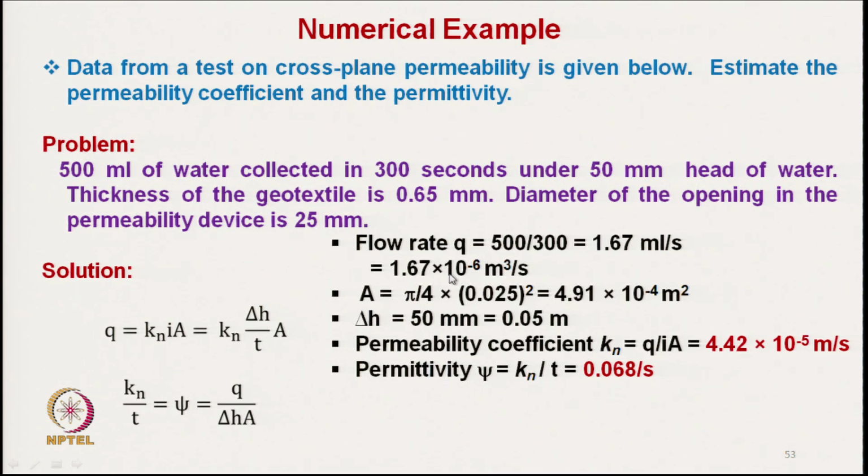So, the flow rate is 1.67 milliliter per second. If we convert it to cubic meter per second, it will be 1.67 multiplied by 10 to the minus 6. Area is known, cross sectional area, pressure difference is known. From there we can calculate the permeability coefficient and then permittivity. Permeability coefficient is Kn and permittivity, its value is 0.068 per second.